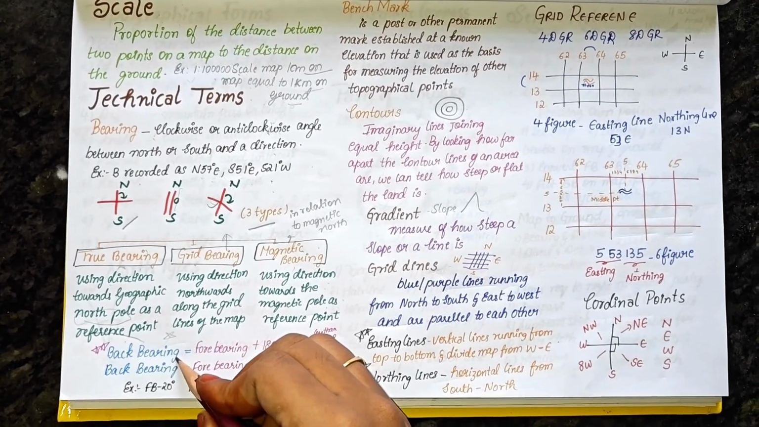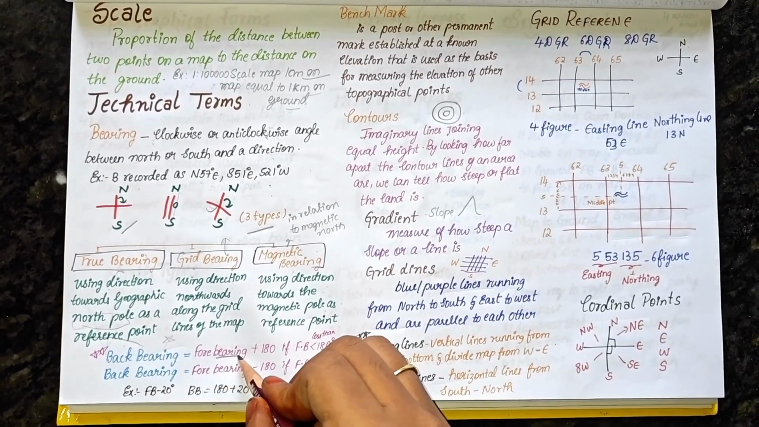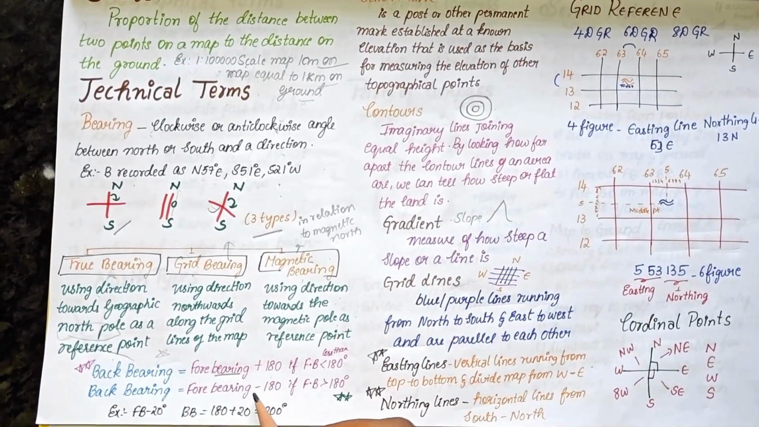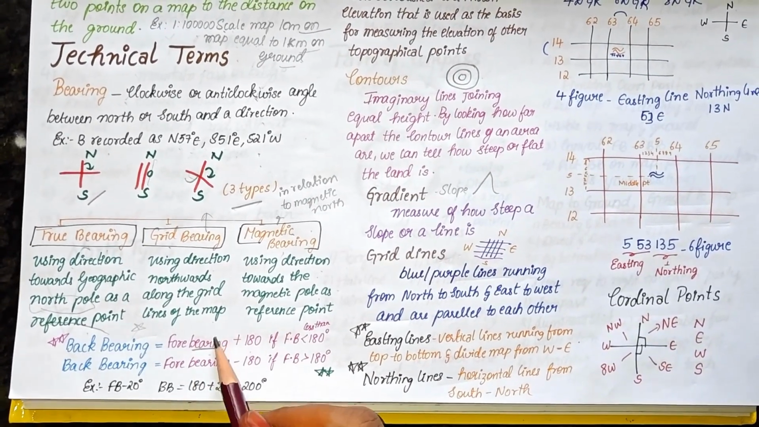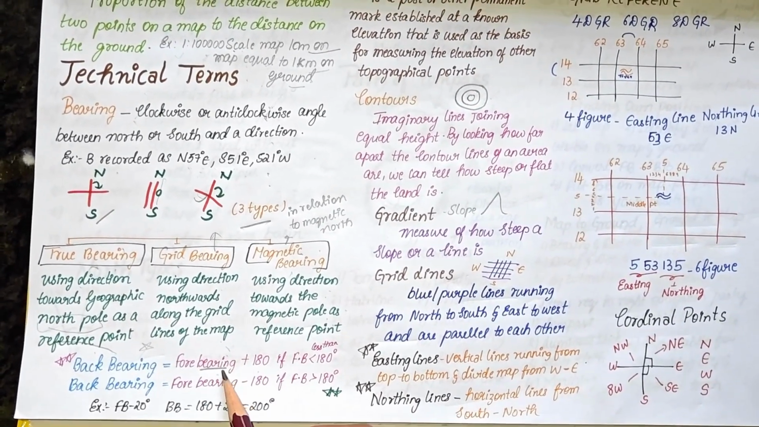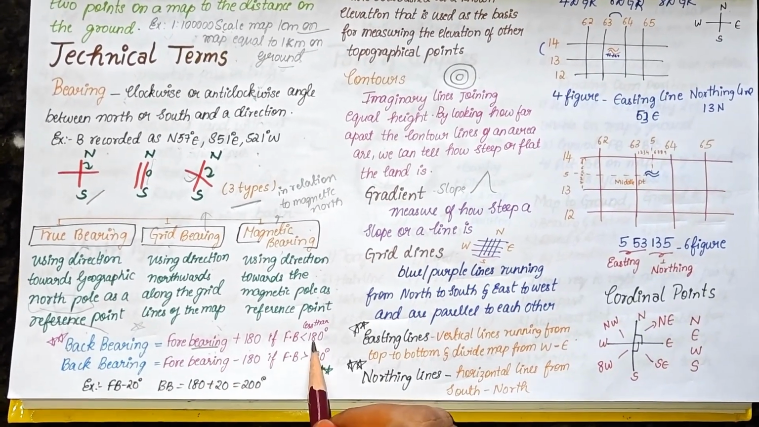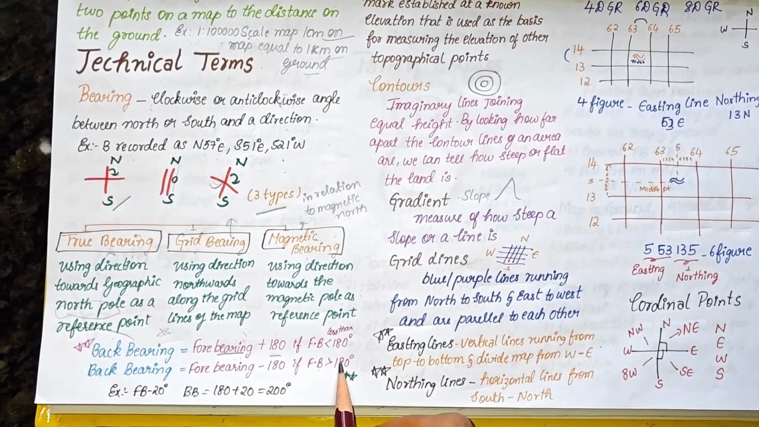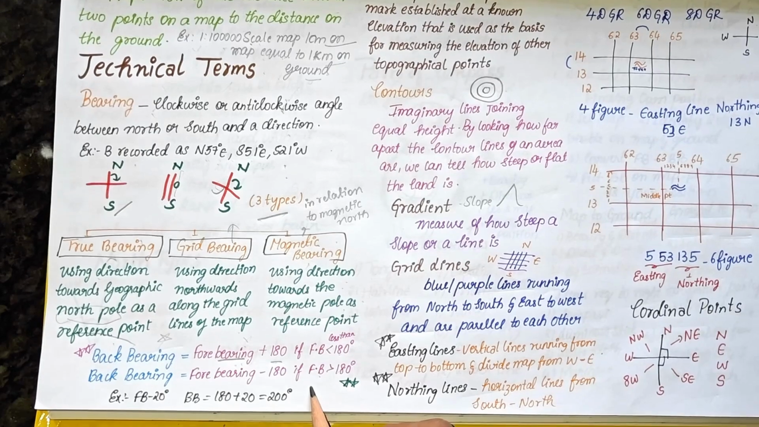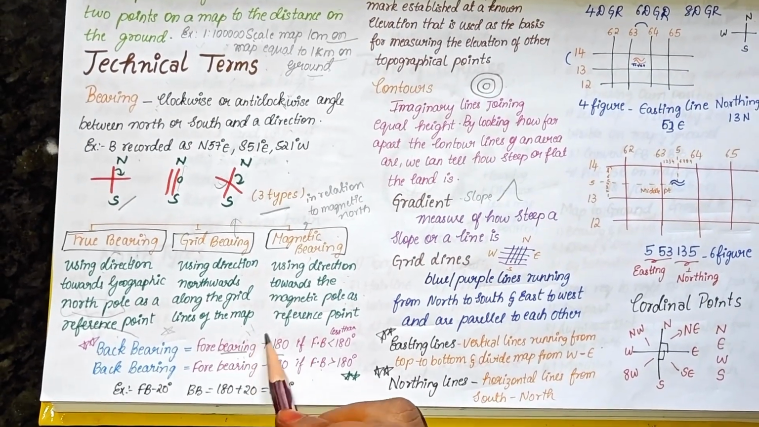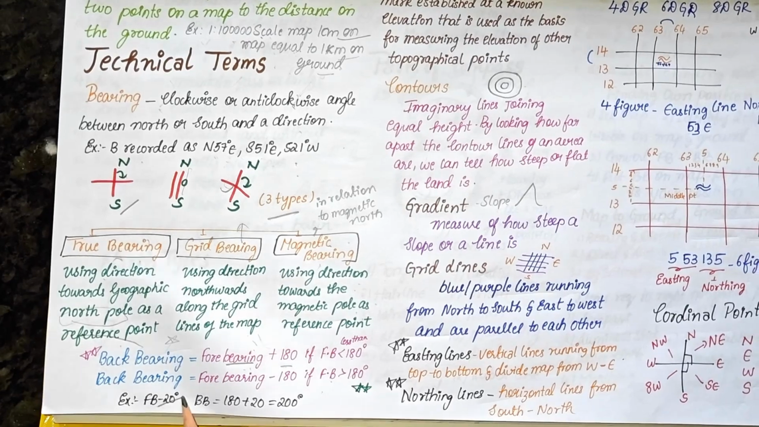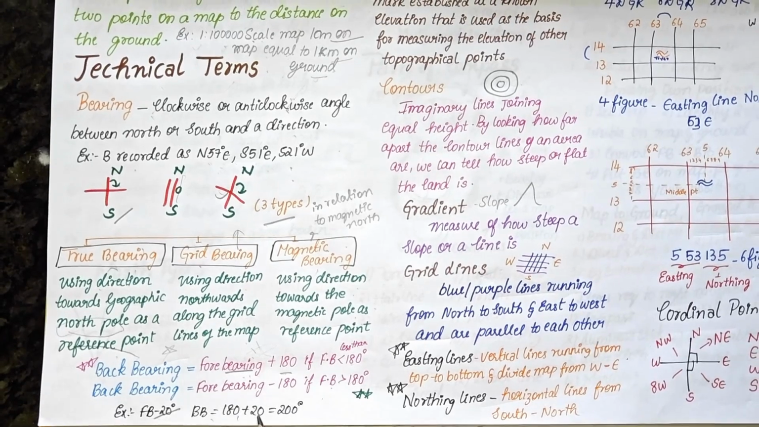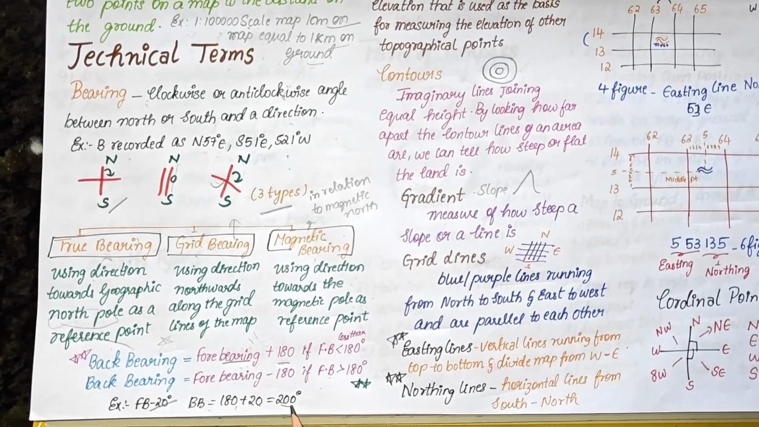They will be asking for a back bearing by giving a forebearing. So you have to find the back bearing when the angle of forebearing is given. Here 2 important points to be remembered are, if forebearing is given less than 180, it will be added to the 180. If forebearing is given more than 180, it will be subtracted from the 180. So remember this point. For example, if the forebearing angle is 20 degrees and the back bearing is asked, then you have to add 180 to 20, the answer is 200.